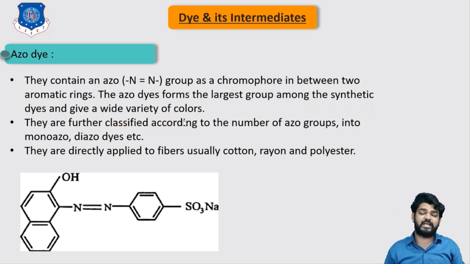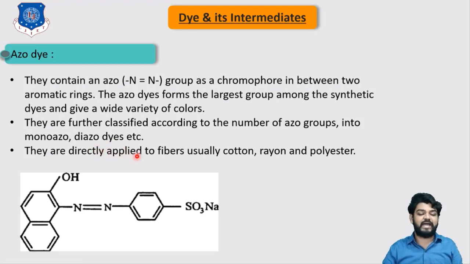As I have described already, azo dyes are largely used for industrial purposes, and we can produce different types of colors and different types of dyes based on their azo group and their coupler, right? There are a number of possibilities to generate different colors by means of these azo dyes. They are further classified according to the number of azo groups present in their molecular structure. They can be defined as monoazo, diazo, triazo, and so on.